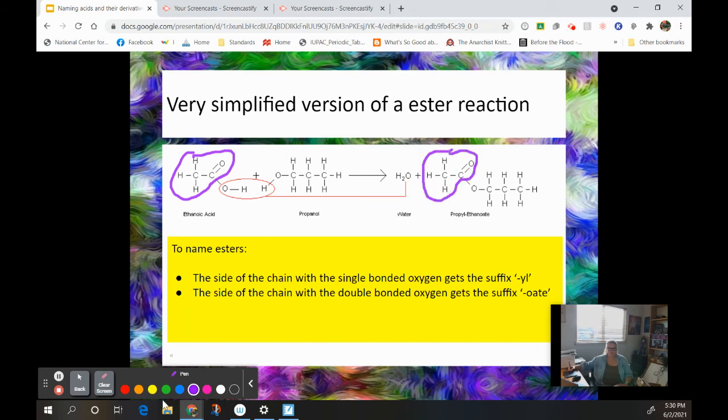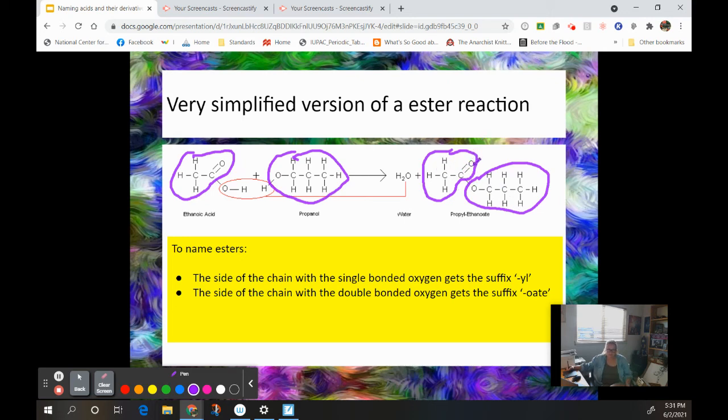And the single bonded side of the ester is going to be the rest of the alcohol, which is going to be right here. And they're just going to pair together, just like 2 trains bond together before they roll down the highway or the train tracks, and create propyl ethanoate in this case.